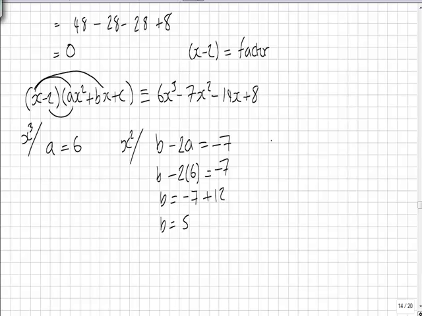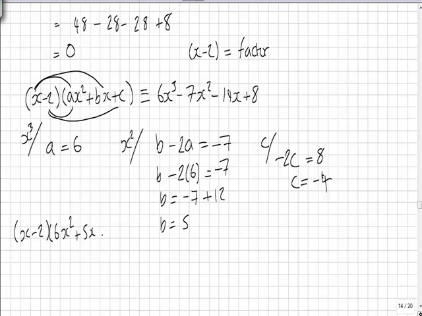In the third instance, we look at the constants, i.e. the number values on both sides, and in this case on the left hand side it's generated by minus 2c, on the right it's 8, so c is going to equal minus 4. So now we know our a, b, c values. We now know that we have x minus 2 multiplied by 6x squared plus 5x minus 4 is equal to our polynomial.